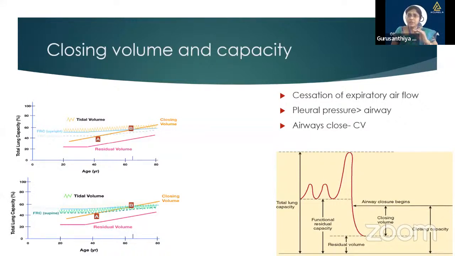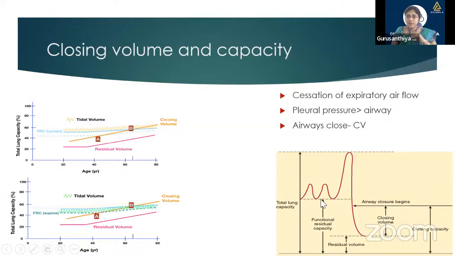There reaches a point called an equal pressure point, where there is no longer airflow across the airways because the pleural pressure is exceeding the airway pressure. Then the airways actually tend to close, and that volume is called the closing volume. So when there is a cessation of expiratory airflow, the lung volume at which that occurs is the closing volume.